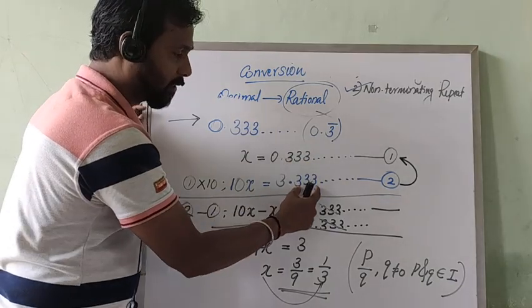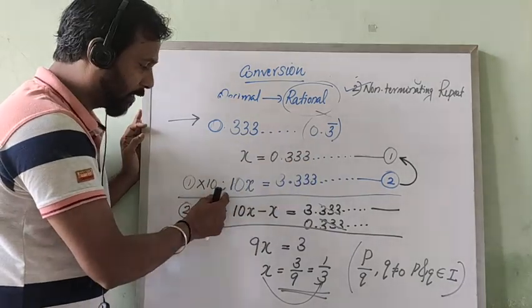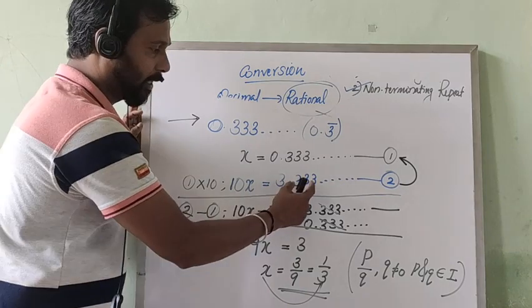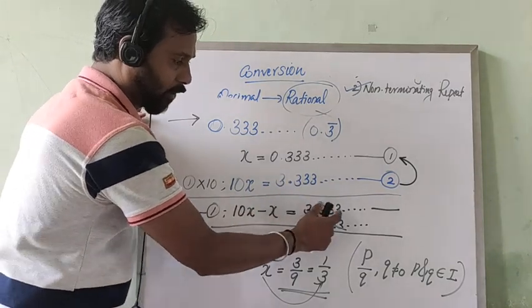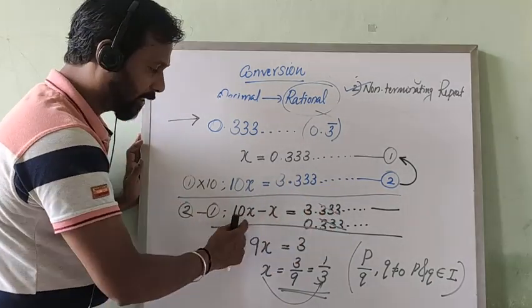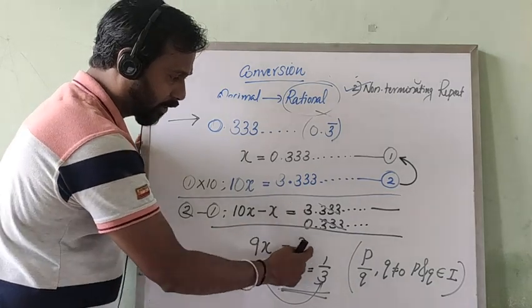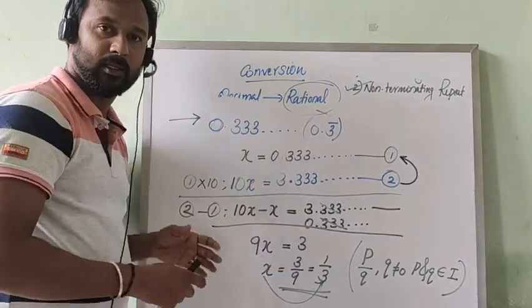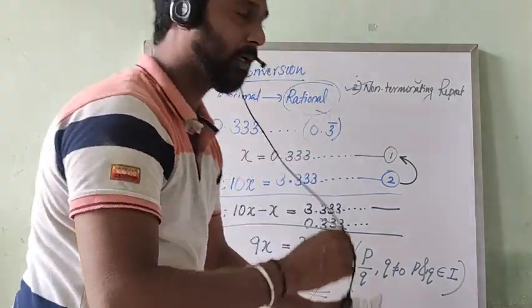Since decimal parts are equal, we subtract one from the other. 10x minus x. Right side, this minus this. Both of the same decimal part cancel. 10x minus x is 9x. 3 minus 0 is 3. Therefore x is like this. Right? Let us see one more example.